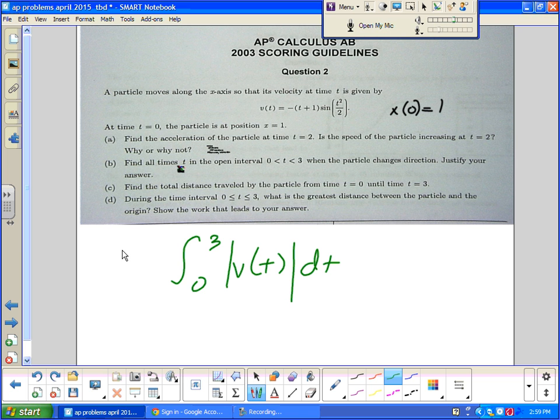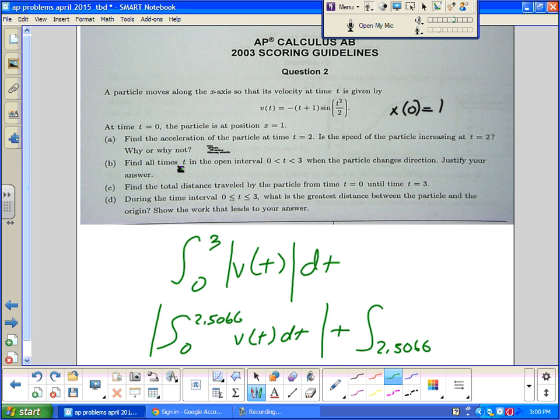All right? Now, the only other way to do this is a non-calculator section. You guys agree we found the 0? You could do this using the time of 2.5066. But you'd have to break this integral into 2 parts, right? The distance from 0 to 2.5066 v of t dt, and this will be a negative number. So we'd make that a positive, and then we'd add the integral for the positive direction. But guys, there's no reason to work this hard on a calculator section.